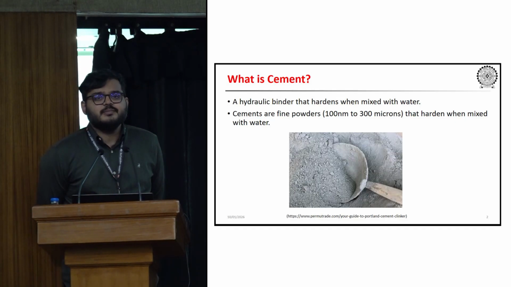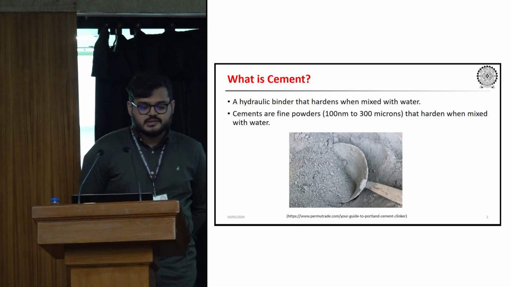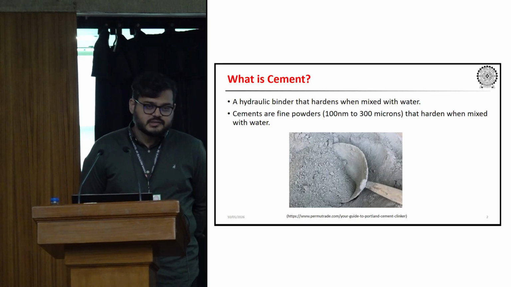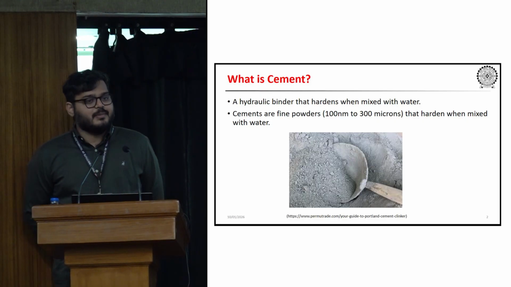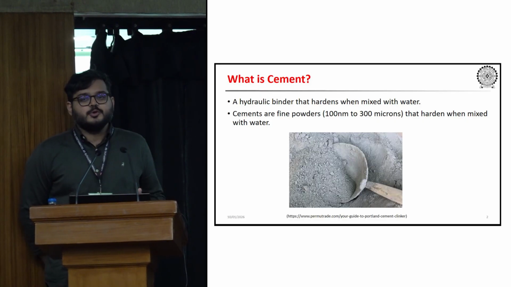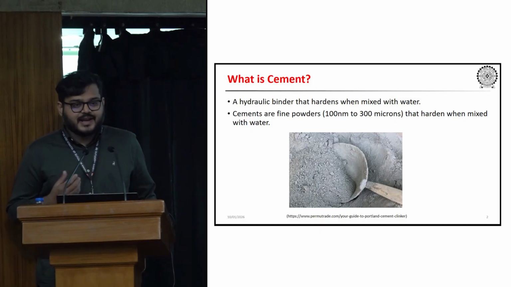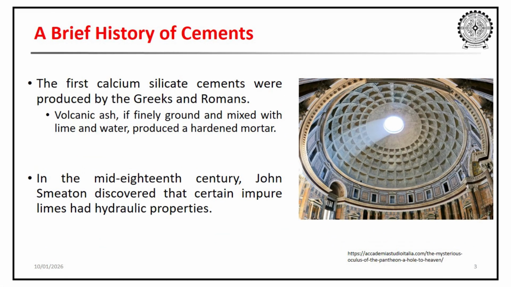A brief history of cement. The first calcium silicate cements were produced by Greeks and Romans. What they found out is that if they mixed volcanic ash with lime and water, they were able to produce a hardened mortar, and that acts as a very good binder for construction.